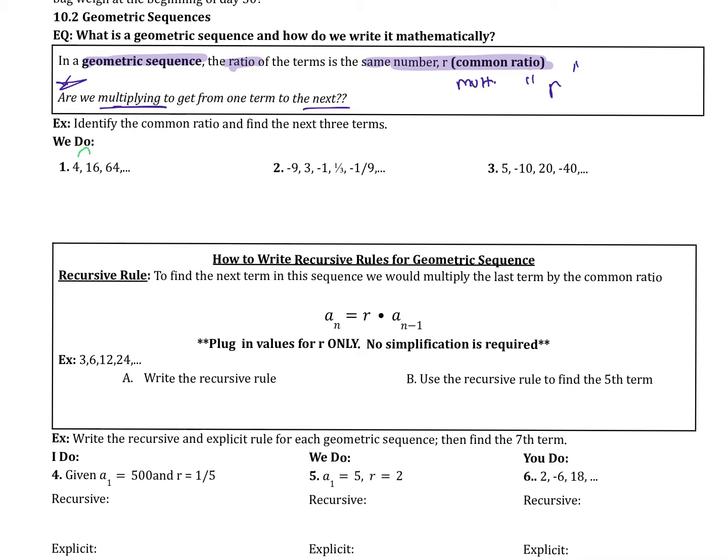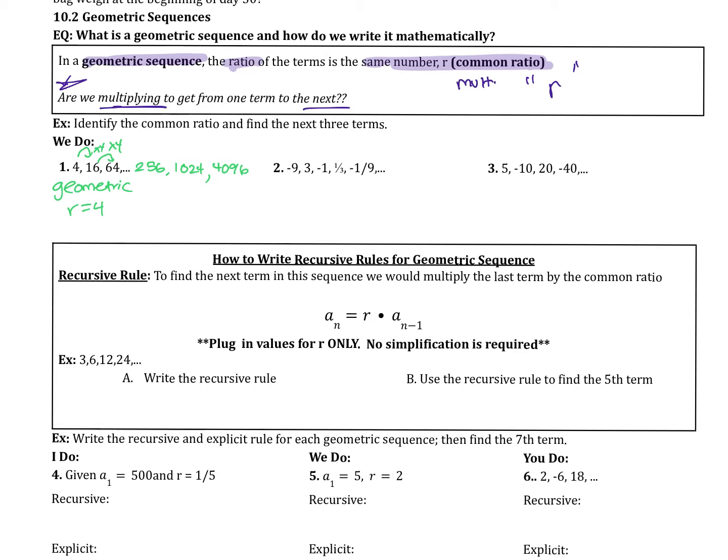To get from 4 to 16, we're multiplying by 4. To get from 16 to 64, we're multiplying by 4. So yes, this is geometric. That common ratio, the number we're multiplying by to get from one term to the next, is 4. And then if we find the next three terms, 64 times 4 is 256. 256 times 4 is 1,024. It's okay if you have to do this on scratch paper or on the side of the piece of paper. 1,024 times 4 is 4,096.